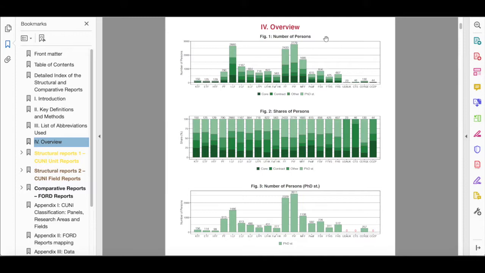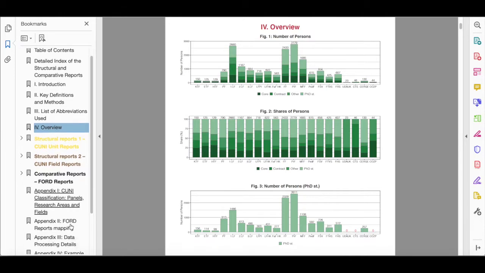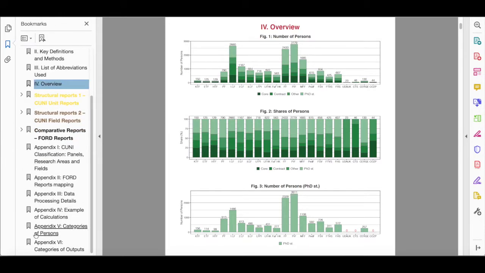Figure 1 compares units in terms of the total number of persons and their distribution across different categories: core, contract, other, and doctoral students. For more details, see Appendix 5. Figure 2 shows the same numbers, in terms of percentage shares, highlighting the different proportions of categories of persons across units. Figure 1 allows the user to identify units with the largest numbers of persons, and those with the largest number of core and contract employees, the main categories of persons.